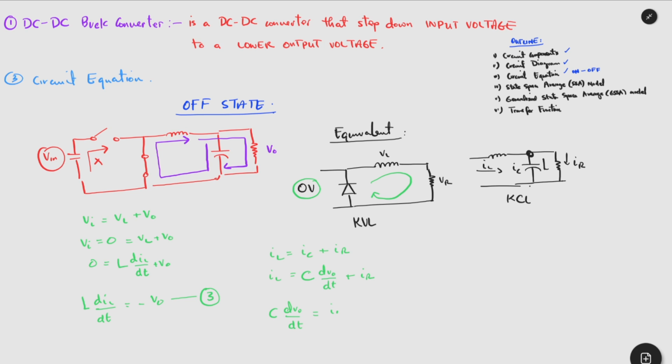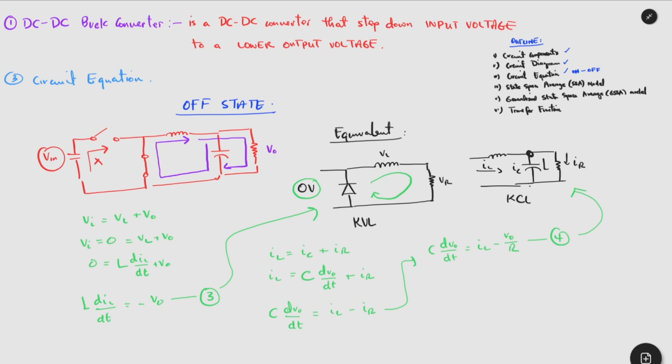Now we make C dV0 on dt the subject of the formula. We now have IL minus the IR, and we all know that IR will be equal to V0 over R, so C dV0 on dt equals IL minus V0 over R. And now this will become equation number 4. So this equation is derived from this circuit, and equation 3 is derived from the other circuit. So it is simply easy to derive the equations using KVL and KCL of a DC to DC buck converter. So this is how we derive these equations.